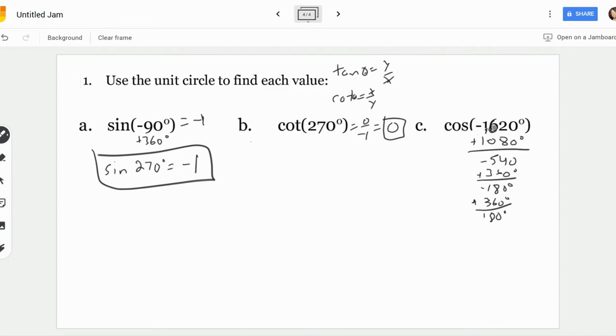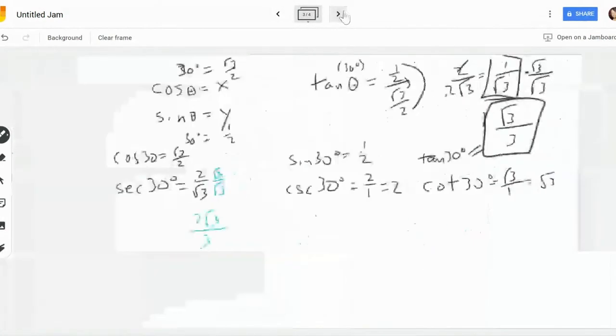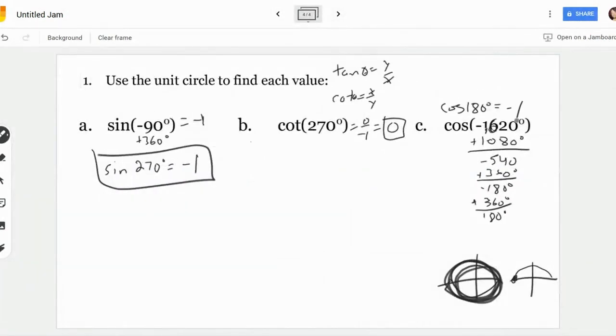We just figured out that -1620 on the unit circle, instead of going negative tons of loops and then ending at one spot, we could have just gone right there in the counterclockwise direction. So we're at 180. Cosine of 180 is the same as what this is. And cosine is the x value. Sine is the y, cosine is the x. So the x value at 180, just look at the unit circle. The x value at 180 is -1. So this is just -1.